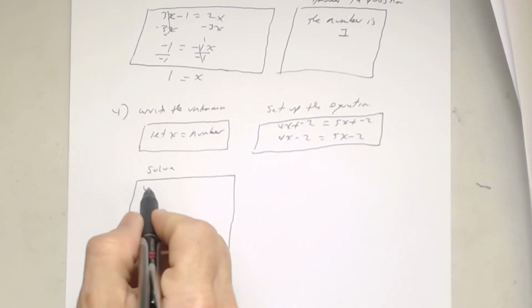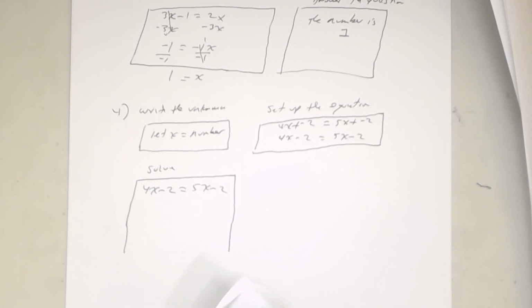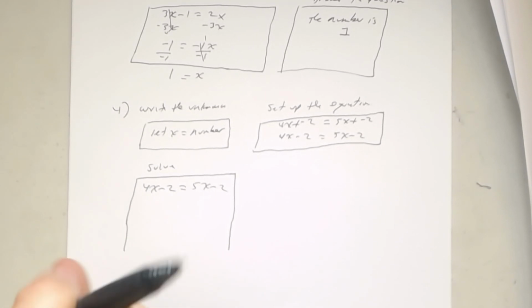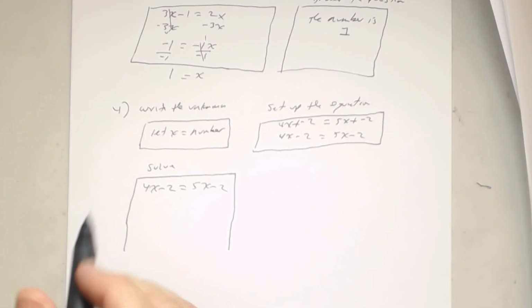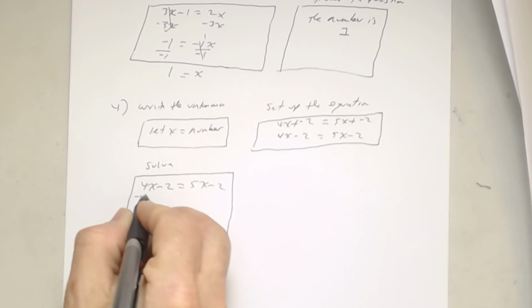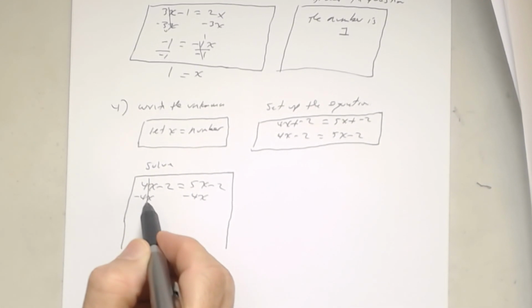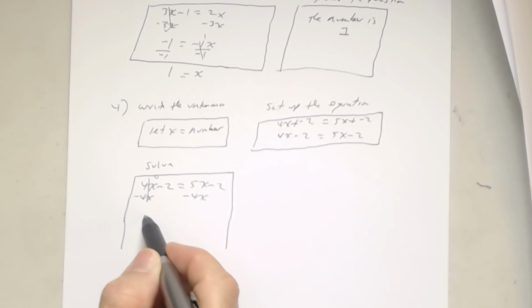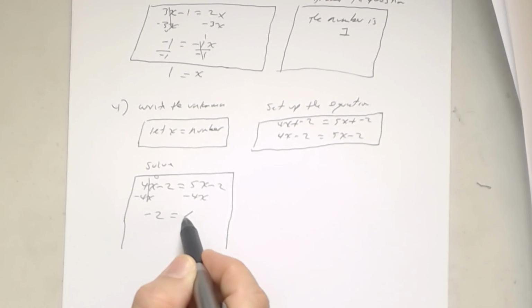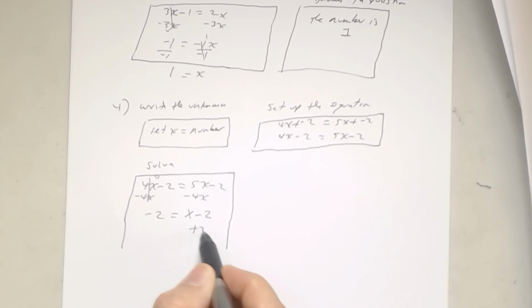So I'm going to rewrite the second one. 4x minus 2 equals 5x minus 2. So since 5x is larger than 4x, I'm going to bring the variables to the right. So what would I need to do to bring the variables to the right-hand side? Subtract 4x. Combining like terms. What's on the left? Equal? Minus 2. What's the next step? Add 2 to both sides.